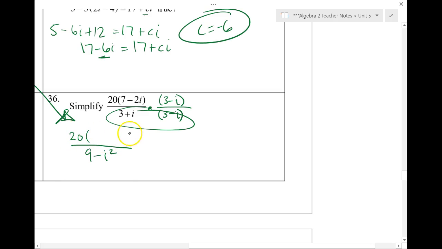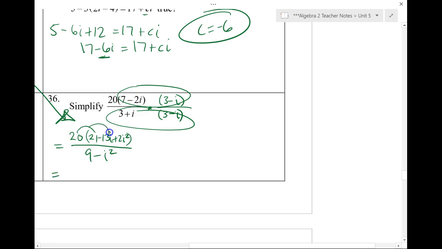I'm going to FOIL out the right part first, so that'll be 21. Then it'll be negative 7i minus 6i, so that'd be minus 13i, and then negative 2i times negative i, which would just be positive 2i squared. Okay, so now let's work that out again.